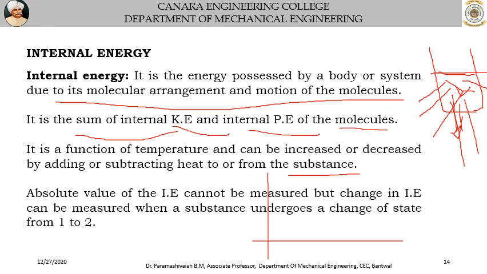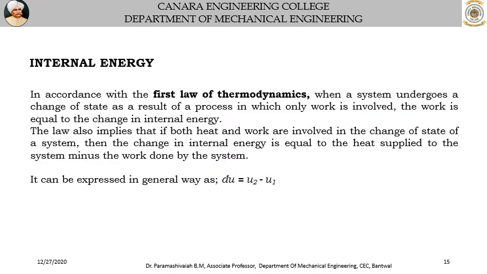But we cannot measure at one point, at one stage, say state 1, what the internal energy is. We cannot measure the absolute internal energy of any system. So internal energy, in accordance with the first law of thermodynamics: when a system undergoes a change of state as a result of a process in which only work is involved, the work is equal to the change in internal energy. It means we are doing some work, we are not supplying any heat.